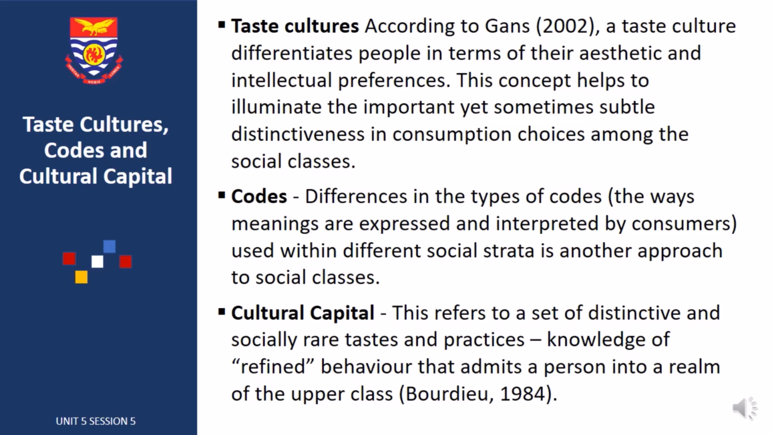Codes are differences in the way meanings are expressed and interpreted by consumers used within different social strata. It's another approach to social class. So social class can also be looked at in terms of the way certain people interpret things. Then we have the cultural capital. This refers to a set of distinctive and socially rare tastes and practices, knowledge of refined behavior that admits a person into a realm of the upper class.